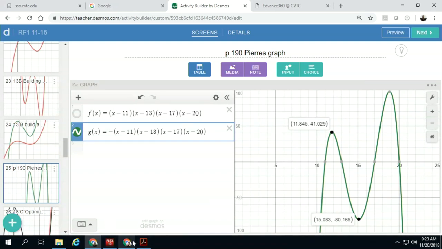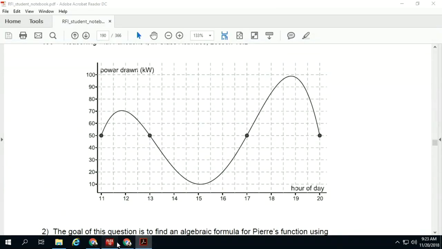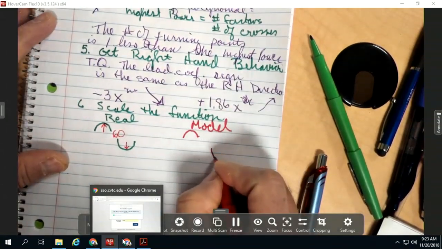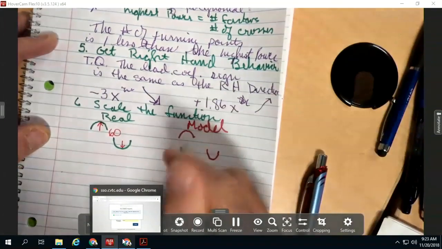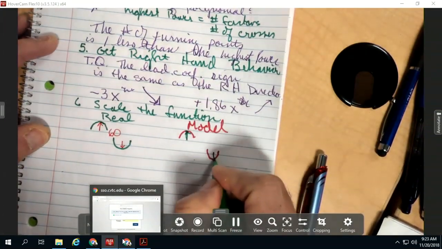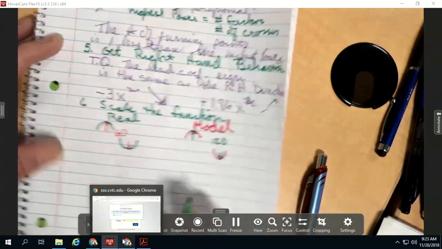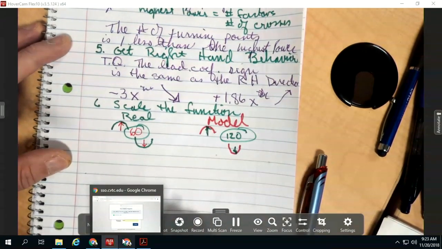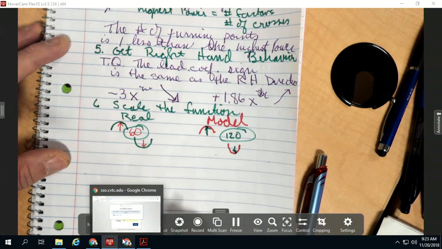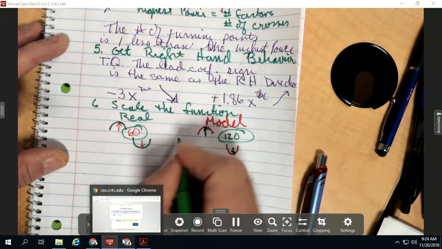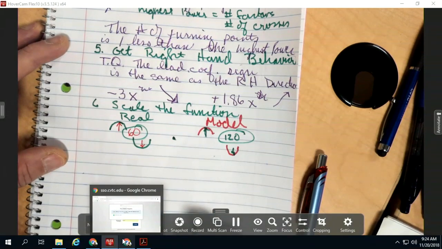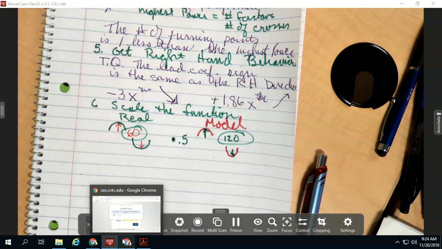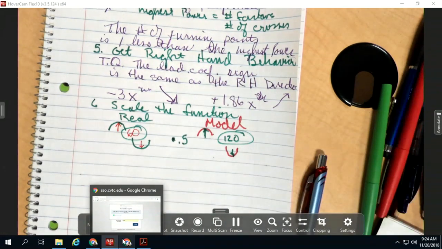120. Okay. So on your model, from the top to the bottom is 120. So what do you have to do to your model to get it so that it's like the real thing? How can you scale it? Multiply by 0.5. So let's take, and it says call it H.